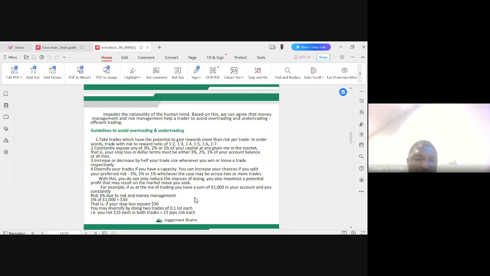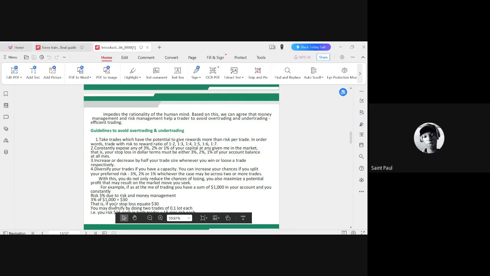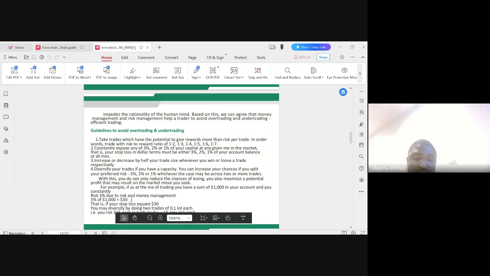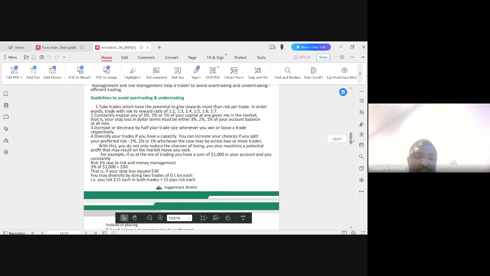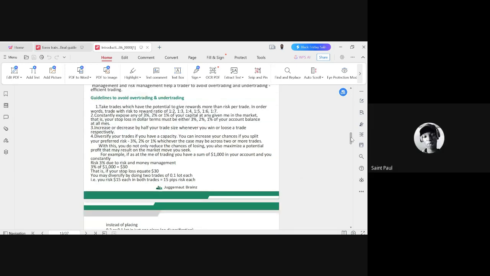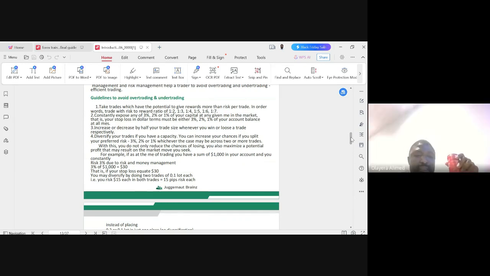So you can see, I have another example. As at the time of trading, you have a sum of $1,000 in your account and you constantly risk 3% due to money management. So 3% of 1,000 is, it should be $300. No, there's a mistake here. It's $30. 3% of $1,000 is $30.